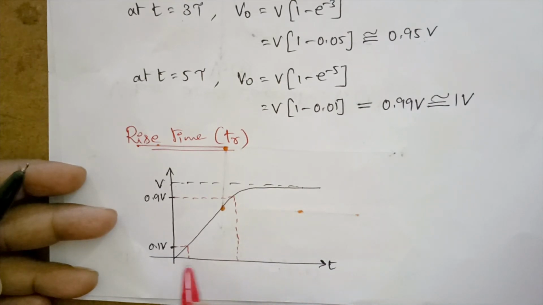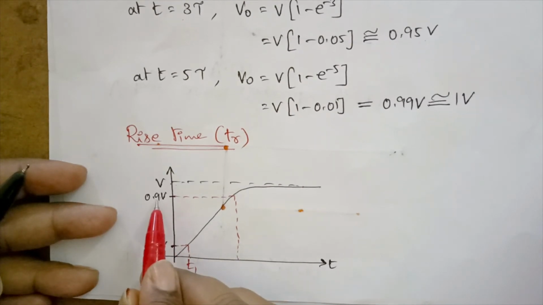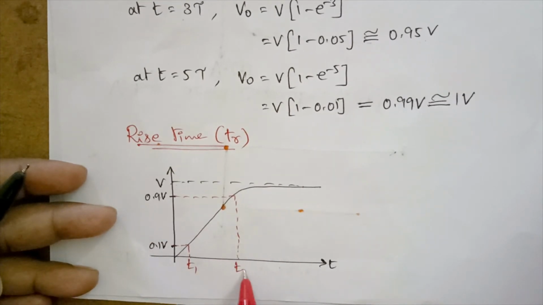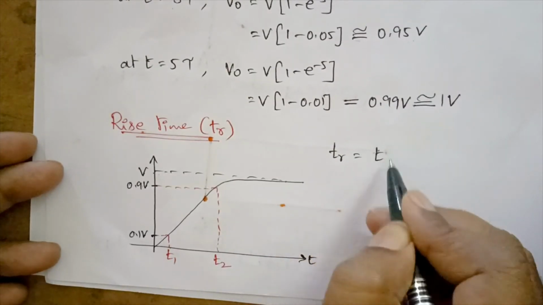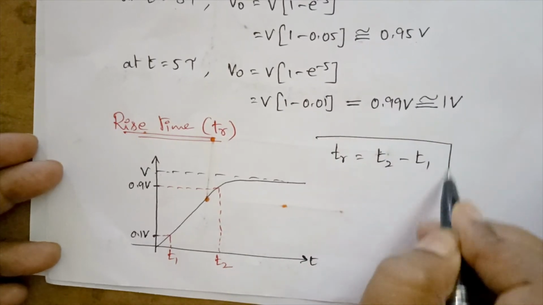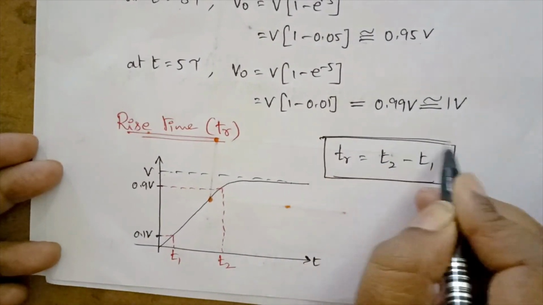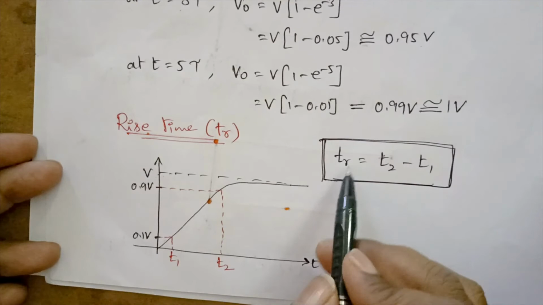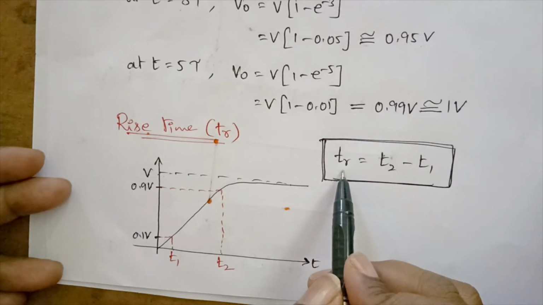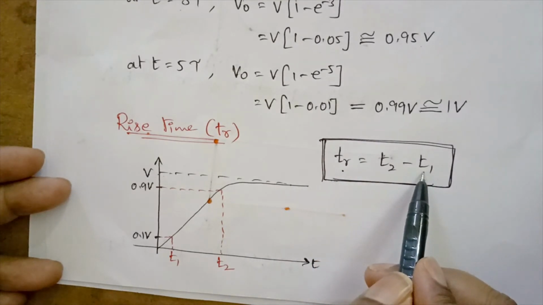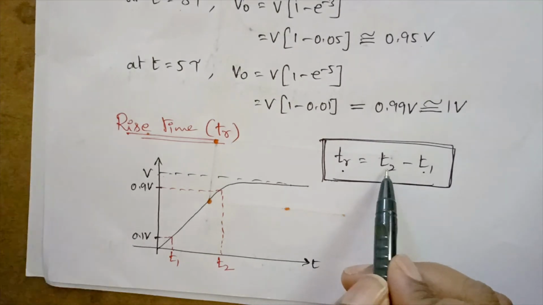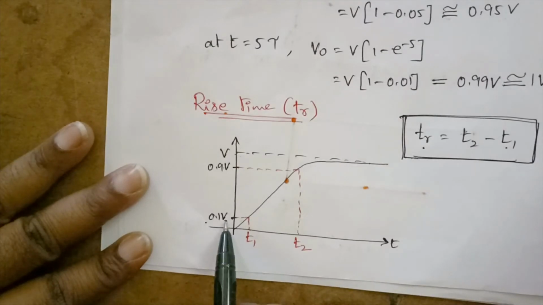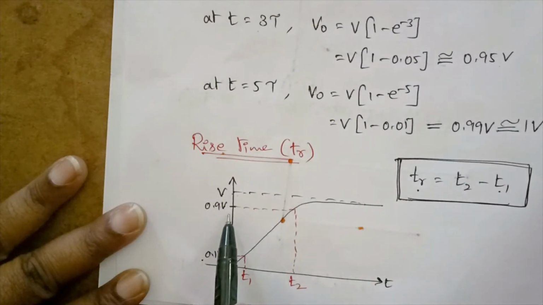Let us assume that the time taken to reach 10% is T1, the time taken to reach 90% is T2. Then what will be the rise time? The rise time is nothing but T2 minus T1. So this is the definition for rise time: the time taken from 10% of its final value to 90% of its final value. So 10% of final value is 0.1 volts, 90% of final value is 0.9 volts.